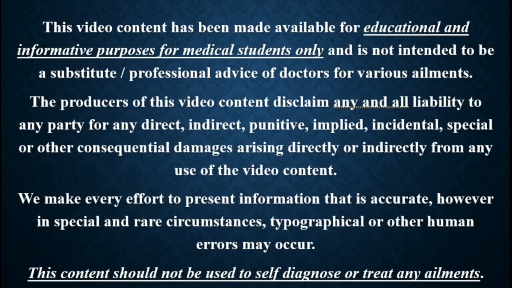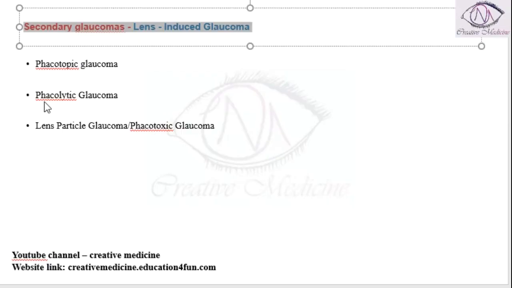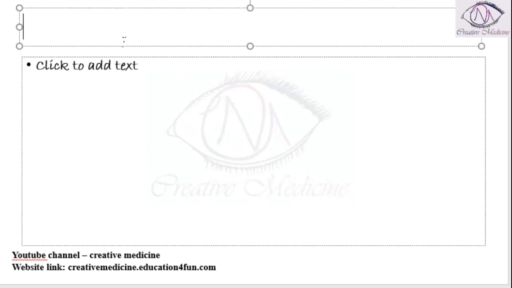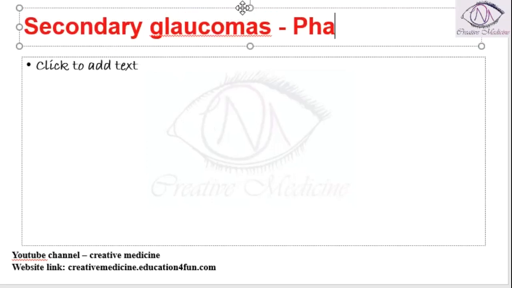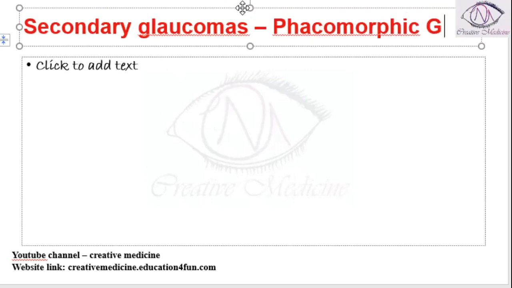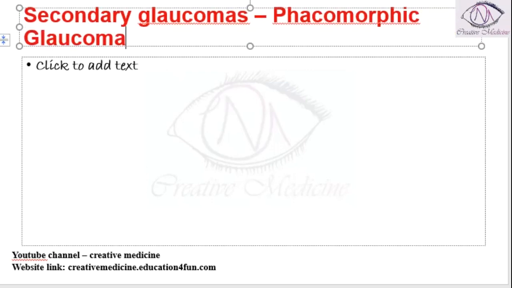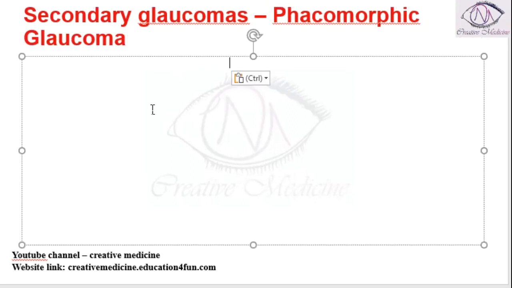In this lecture, we will learn about lens-induced glaucoma. First we have phacomorphic glaucoma. In phacomorphic glaucoma, an intumescent or swollen lens is present. This intumescent, swollen lens will block the meshwork, resulting in glaucoma.